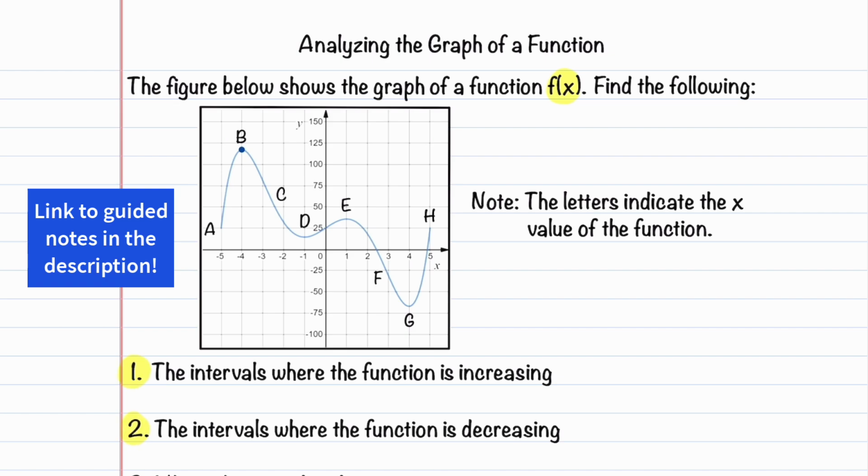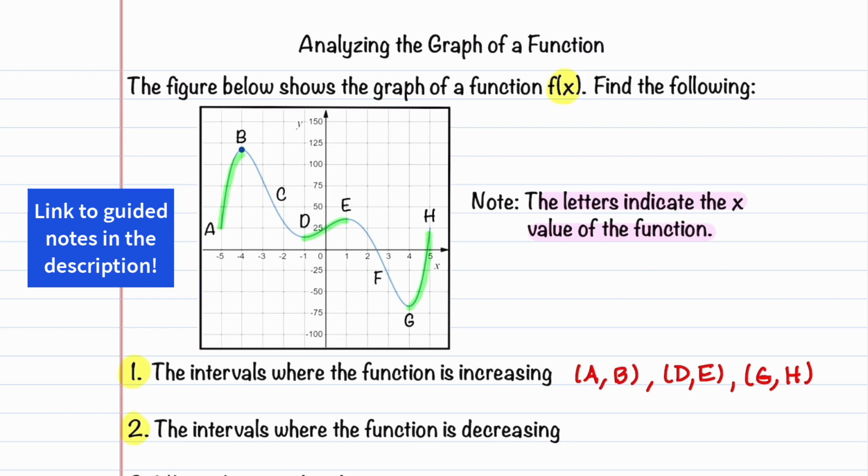A function is increasing when it moves upward as we move from left to right on the graph. This function is increasing in this part, and in this part. Since the letters in the graph correspond to the x value of the function, we can notate the intervals where the function is increasing as a to b, from d to e, and then from g to h.